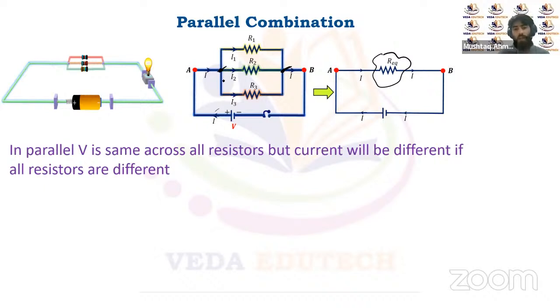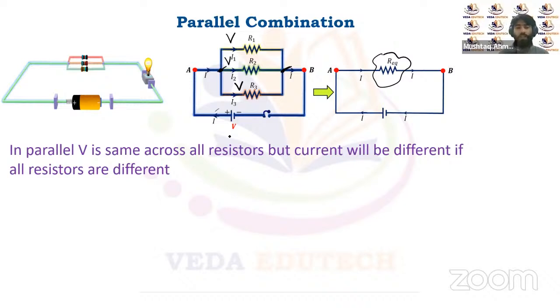And both endpoints of each of the resistors are directly connected to the battery. It means that whatever the potential drop across the battery, the same will be the potential drop across these resistors. So the potential drop across the battery is V. So the potential drop across R3 will be V, and across R2 will also be V, and across R1 it will also be equal to V. So these are the potential drops across each of the resistors R1, R2, and R3.